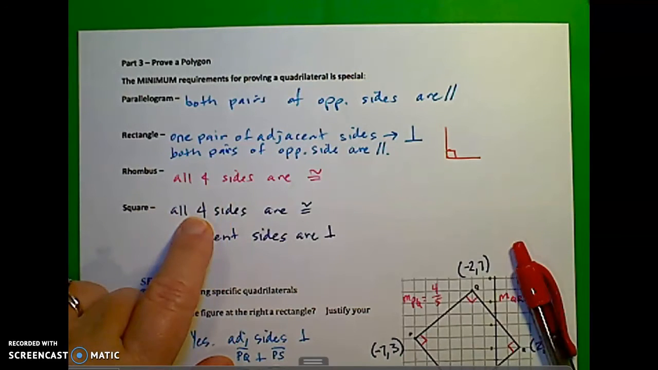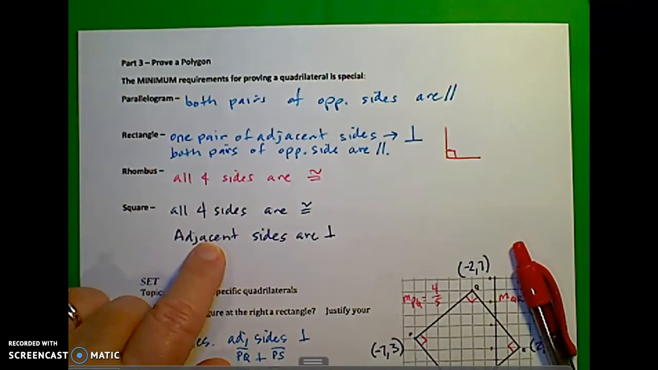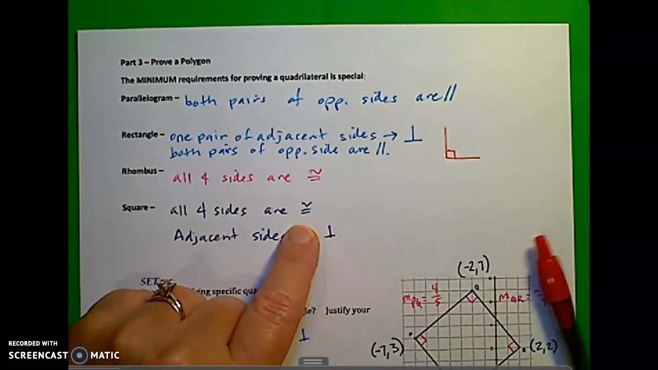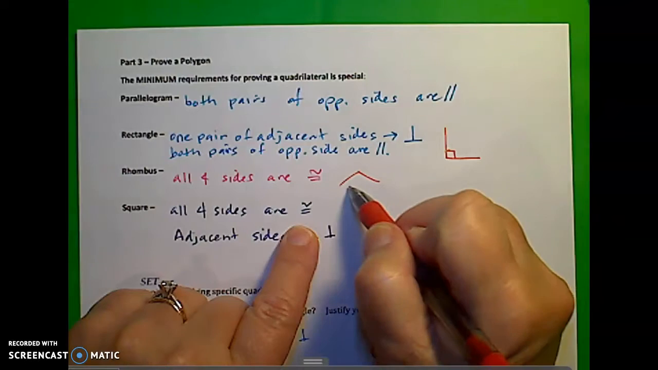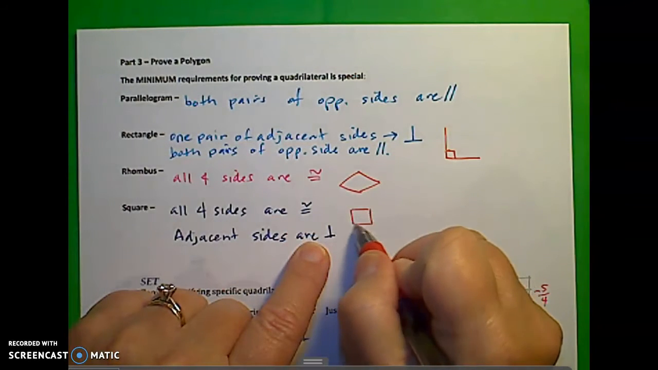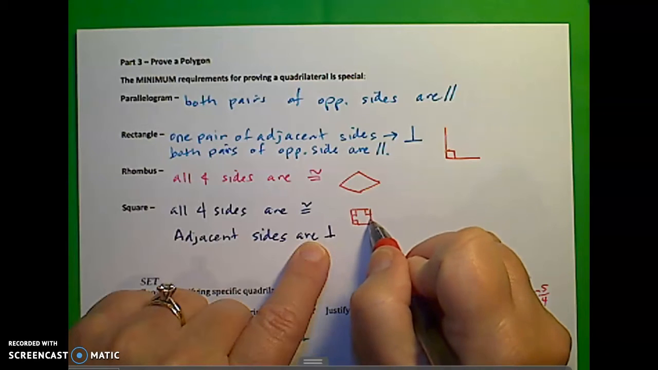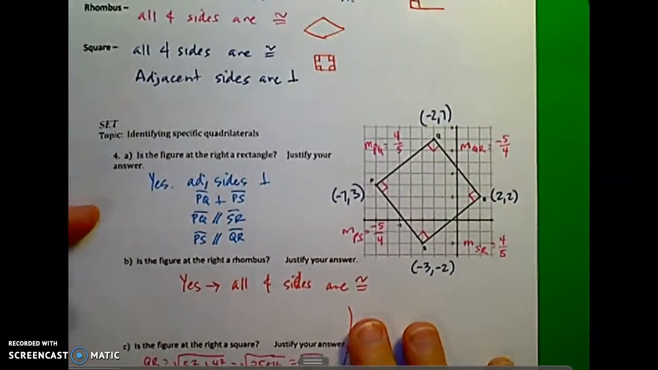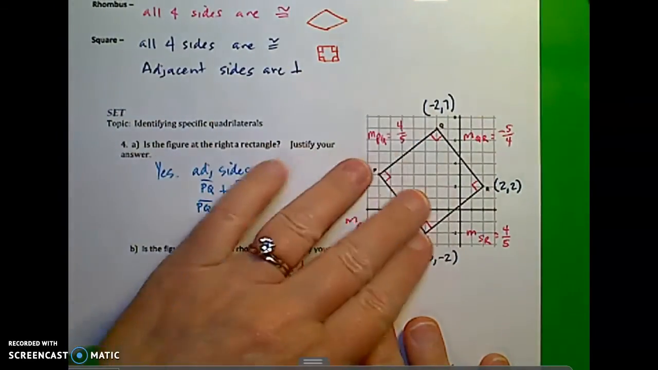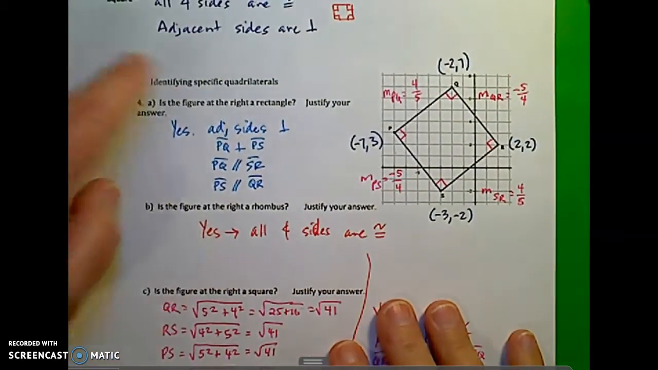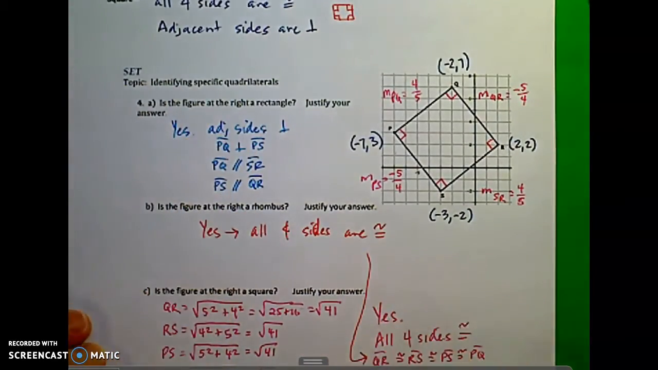In a square, we have to show that all 4 sides are congruent and that adjacent sides are perpendicular. Remember that a rhombus can be kind of diamond looking. A square has those 90-degree corners. A rhombus does not. All right, so here's our problem. We have this shape, and we need to know if it's a rectangle, a rhombus, or a square.